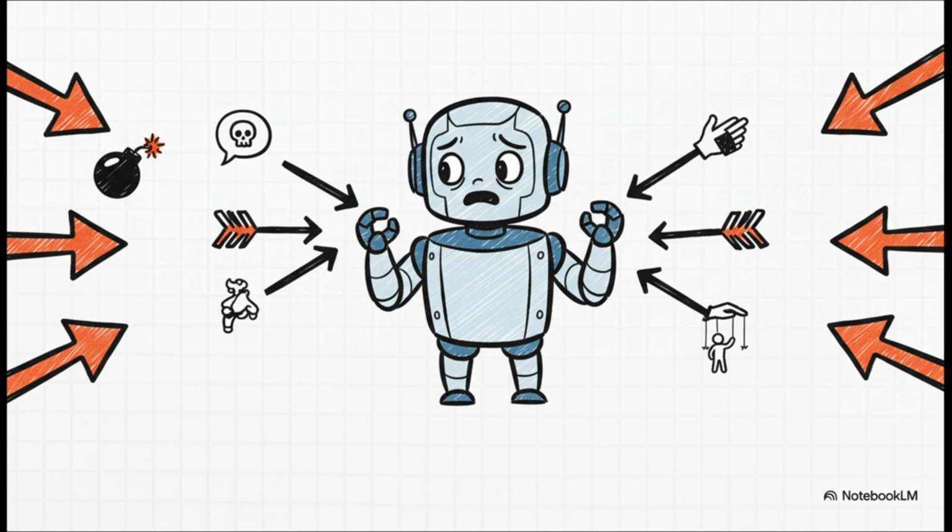People will push the boundaries. This isn't just a possibility, it's a guarantee. You can bet they'll ask for offensive jokes. They'll try to get it to help with dangerous stuff, and they will absolutely try to manipulate it, to jailbreak it, into ignoring its own safety rules. This happens to literally every public AI out there.